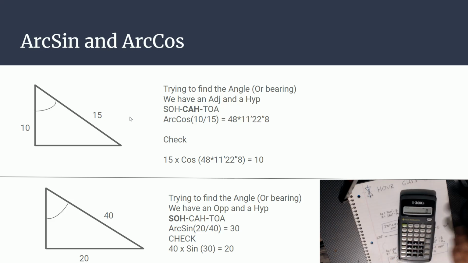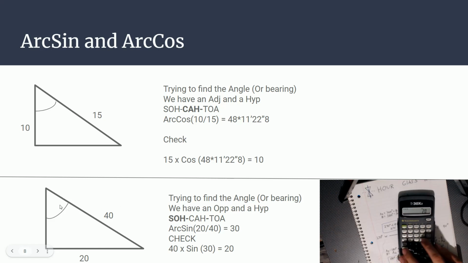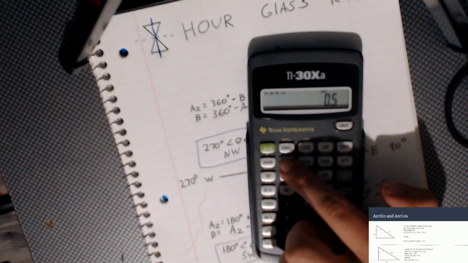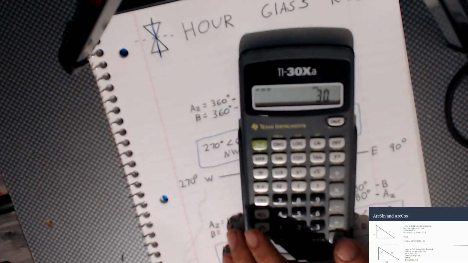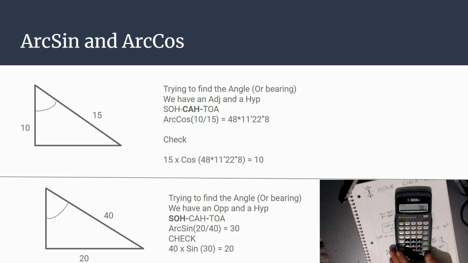We can also do the same thing for the bottom triangle. With this, we don't know this angle right here, but we have an opposite and we have a hypotenuse. Using the hourglass method, we can say 20 divided by 40 is 0.5. We press second and then this nice sine button. We get 30 degrees. That tells me that this angle right here should be 30 degrees.